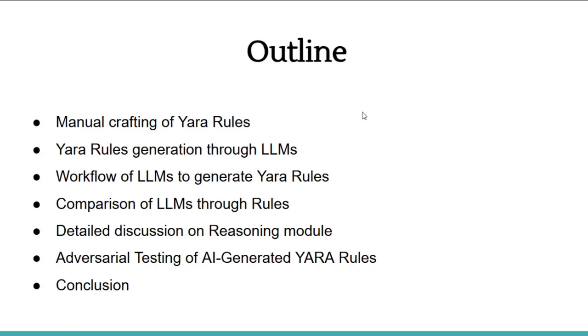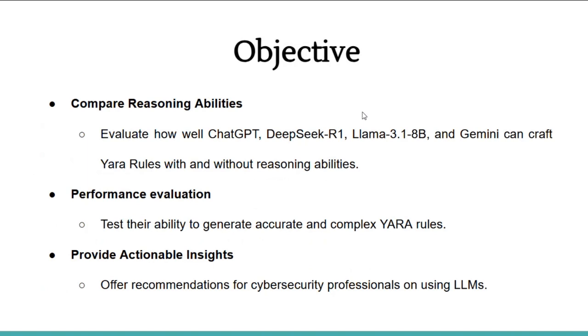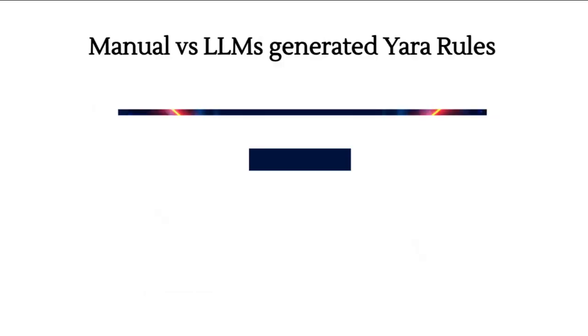So first of all, the objectives of this talk are that we will be talking about the reasoning abilities, which is going to be a comparison between ChatGPT, DeepSeek, Llama, and Gemini. And we will see that if they generate rules, how powerful their reasoning abilities are. And we will also do some performance evaluation as well. And then we will provide some actionable insights for cybersecurity professionals who are using LLMs for similar purposes, like generation of Yara rules.